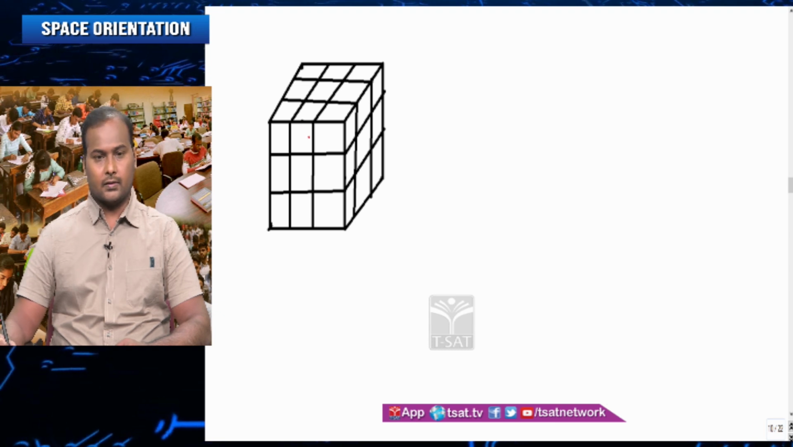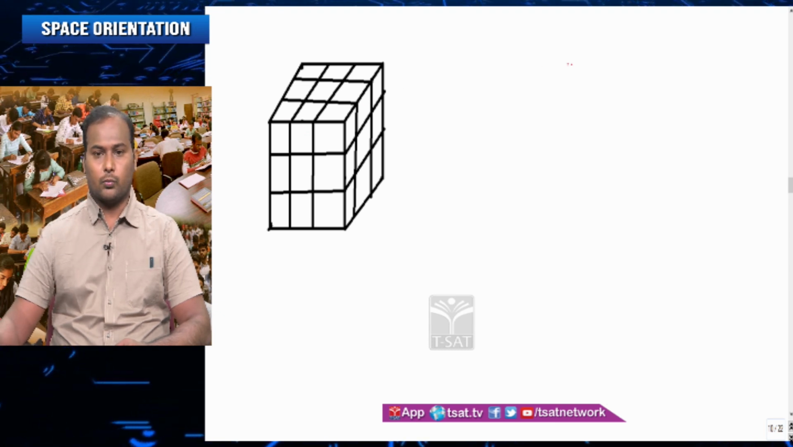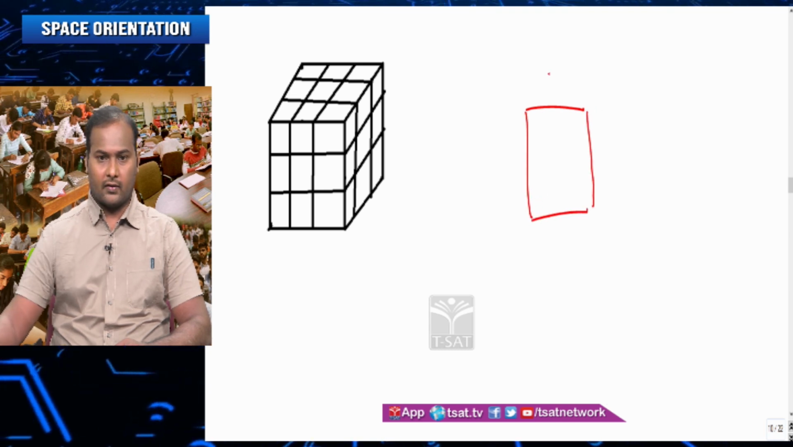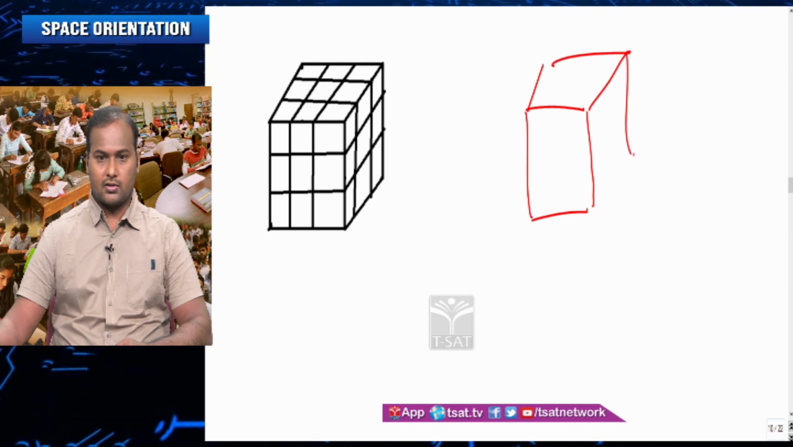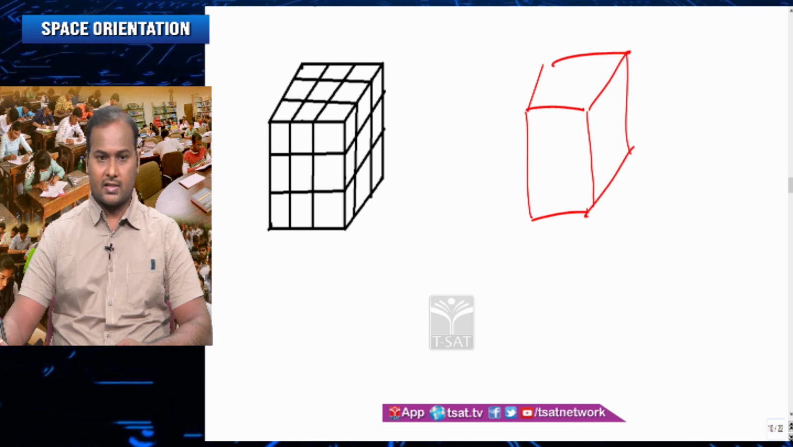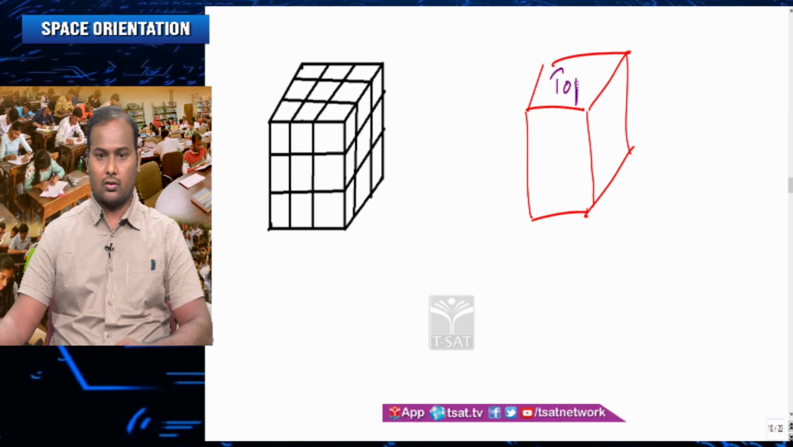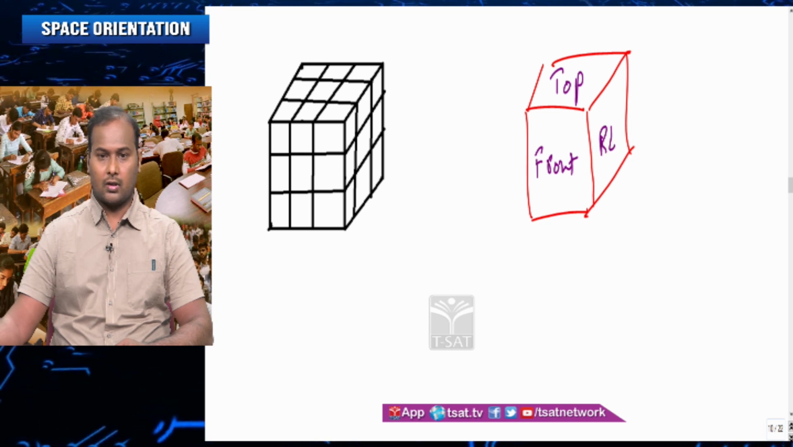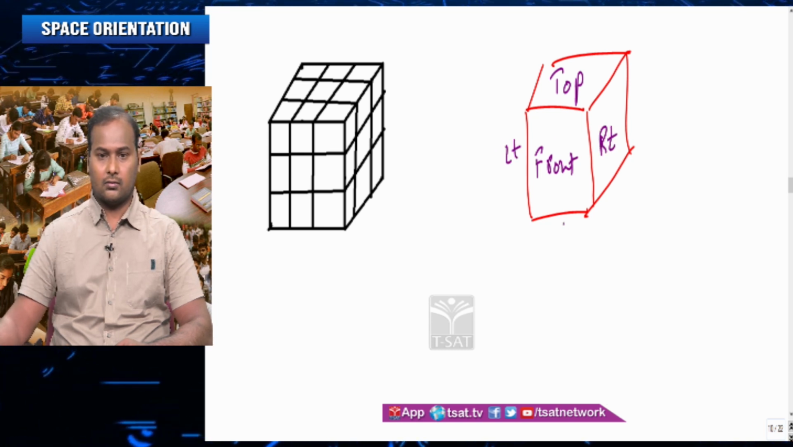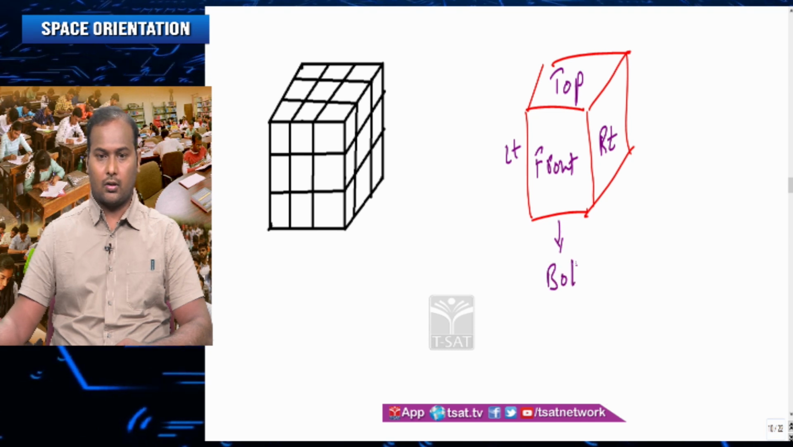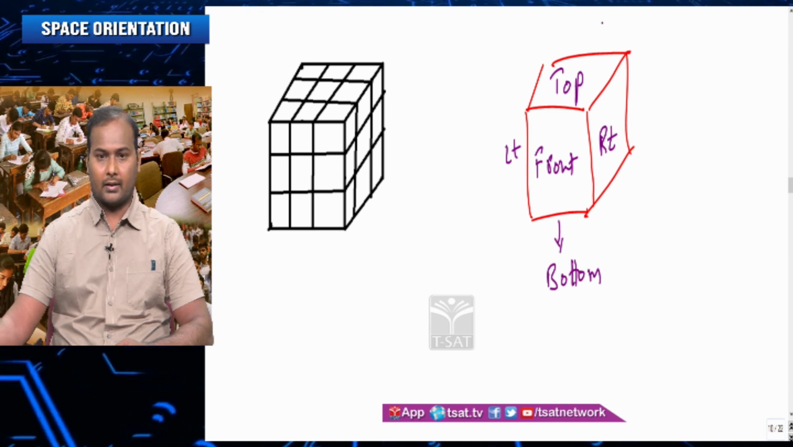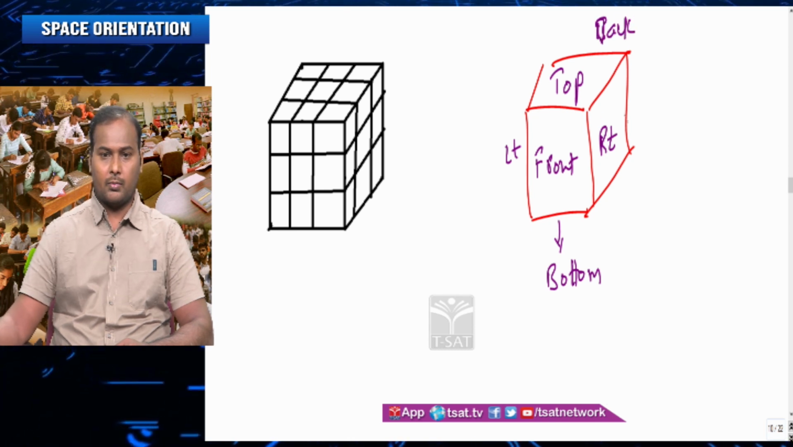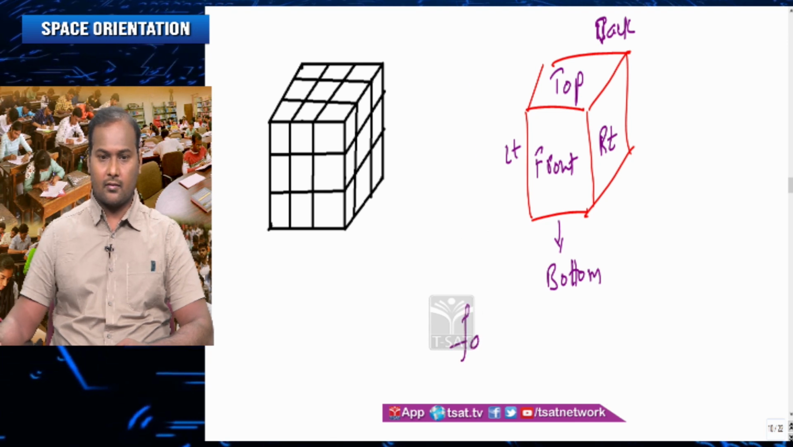Generally, whenever you see a cube, you need to remember that a cube always has 6 faces. So imagine this is a cube. A cube always has 6 faces. What are they? That is top, front, right, left, bottom and back. That is not visible for us. So in total we have 6 faces.